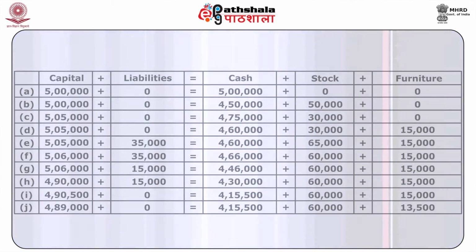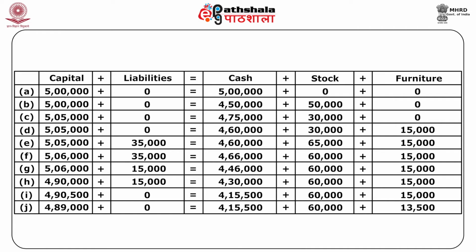Now let's present the last accounting equation in the suitable form, where capital plus liabilities is equal to cash plus stock plus furniture. The treatment of first adjustment is 5 lakh of capital plus liability 0 will be equal to 5 lakh of cash plus 0 stock plus 0 furniture. Second, 5 lakh of capital plus 0 liabilities which will give cash of rupees 4 lakh 50,000 plus stock 50,000 plus furniture 0.